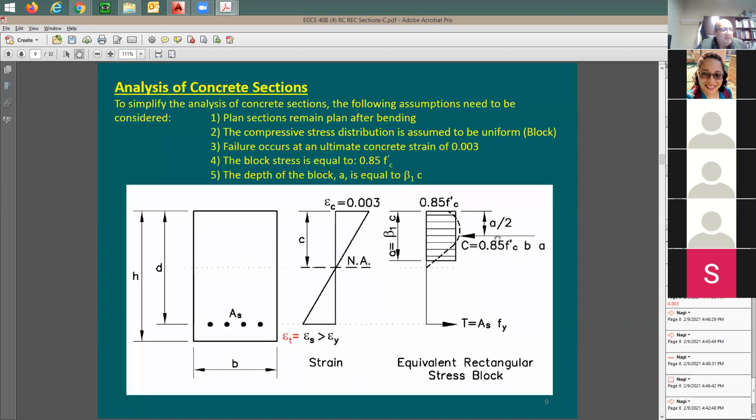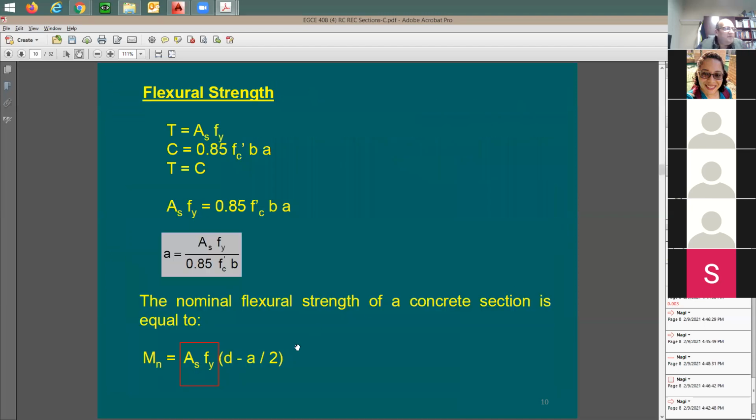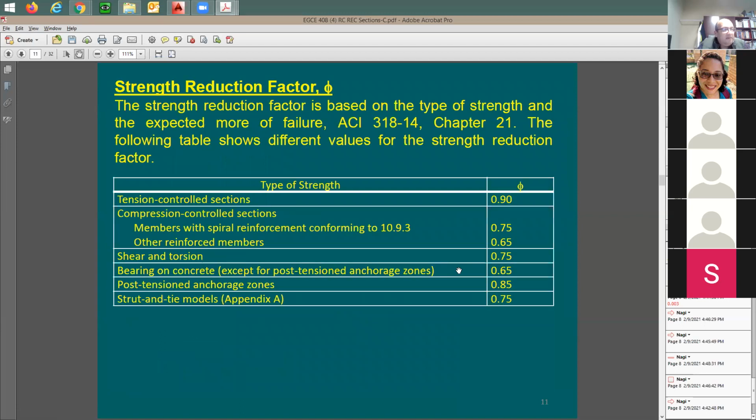Like in here, you see this from here to there, d minus a over two. Or in here, it's giving the depth d minus a over two. This is going to be your moment, your nominal moment. You say, oh, so you still have this phi factor, the strength reduction factor. Yes. Okay, here's again the slide for the strength reduction factor. This is going to be for beams. I said beams is going to be one of these two. It's going to be right here.